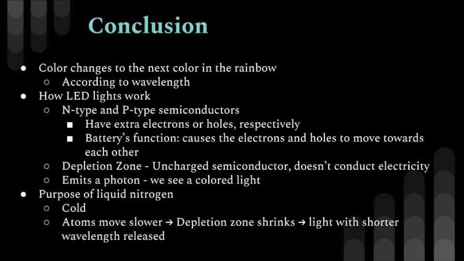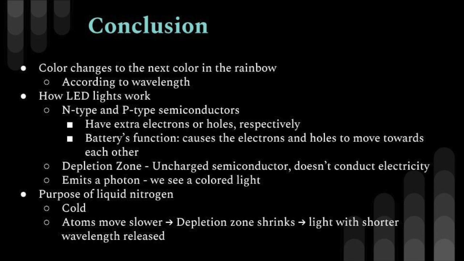So, as we saw in the videos, the LED light changes color. To explain how this works, we first explored how an LED would work at normal temperatures. The N-type and P-type have electrons and holes that move toward each other when it is in a circuit with a battery. The movement causes the emission of energy in the form of a photon.